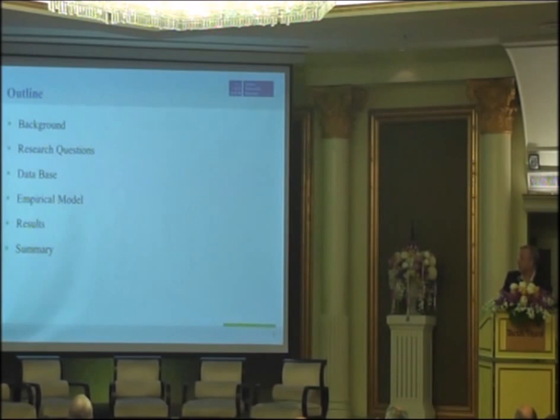So I have a few remarks on the background. I want to then phrase 4 research questions that are connected to this paper, quickly talk about the database, then there's an empirical model, and then I show the results. So basically I have a lot of descriptive results, so I apologize if there are tables that probably cannot be seen very well. And then I just pick out an excerpt of the model results and sum up.